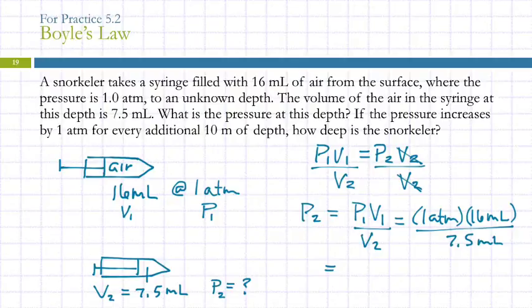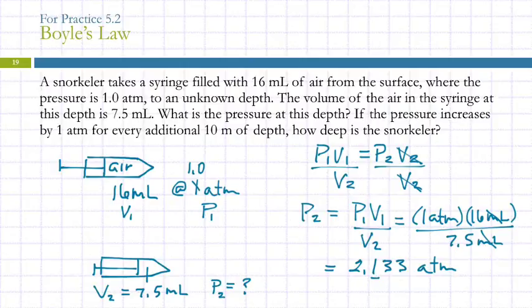What happens to the units? Milliliters cancel. I'm left with atmospheres. I'm looking for a pressure. I got a pressure unit. That's good. So 1 times 16 divided by 7.5 is 2.133 repeating atmospheres. Ooh, I was sloppy. This is 1.0 atmospheres. How many sig figs should that answer have? 2. So 2.1 atmospheres.